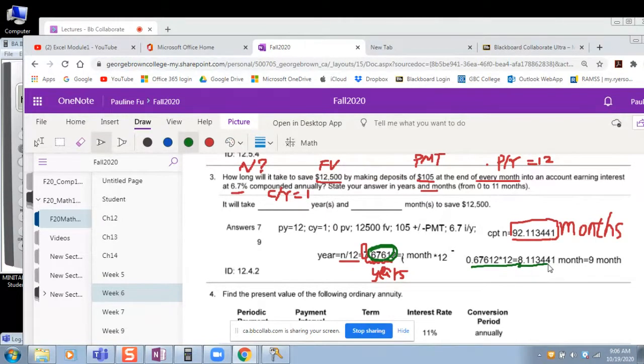Remember, in calculating the months, we always round up regardless. 8.1 months is 9 months, not 8 months. 8.11 months, always round up, becomes 9 months. But the final answer is 7 years, 9 months. So that is term N. Any questions?